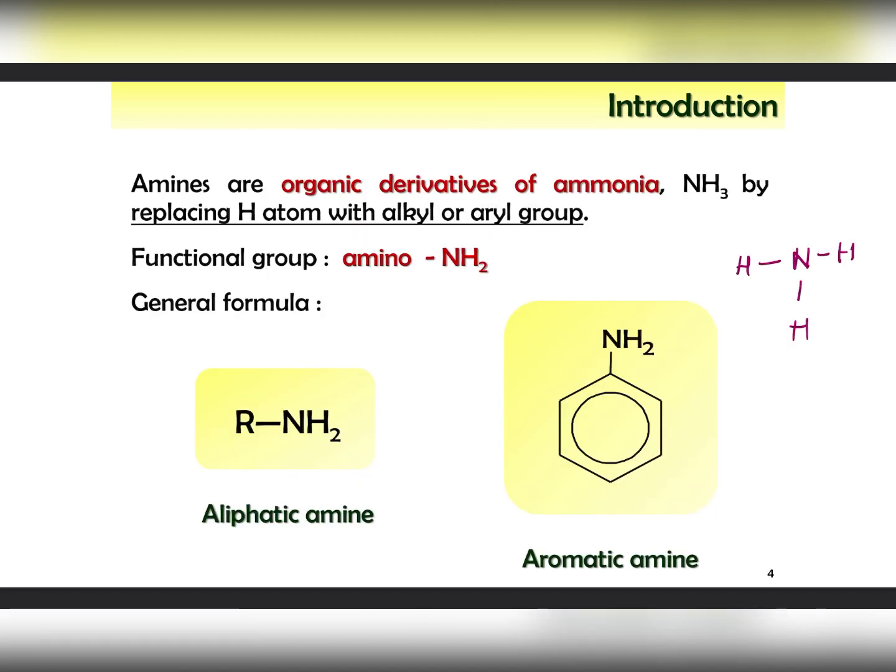So amines, there are organic derivative untuk ammonia. So you have ammonia, NH3 here, and you just replace the hydrogen with alkyl group, ataupun you can also replace with aryl group. Okay, the functional group is amino, where you have the NH2 part of your compound. And this is the example of aliphatic amine, where R is your alkyl group. And kalau aromatic amine, this is aryl, so you have benzene ring attached to your NH2. Okay, so ini adalah aromatic amine.